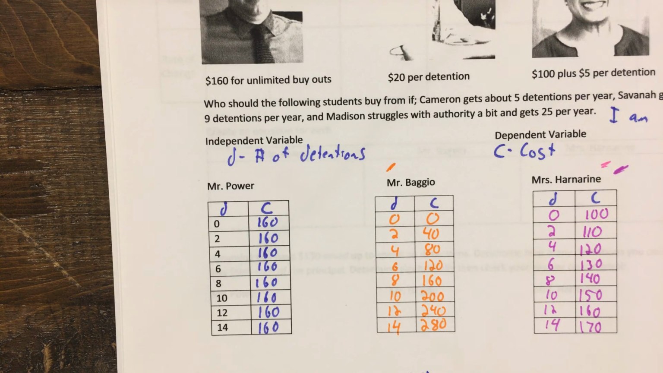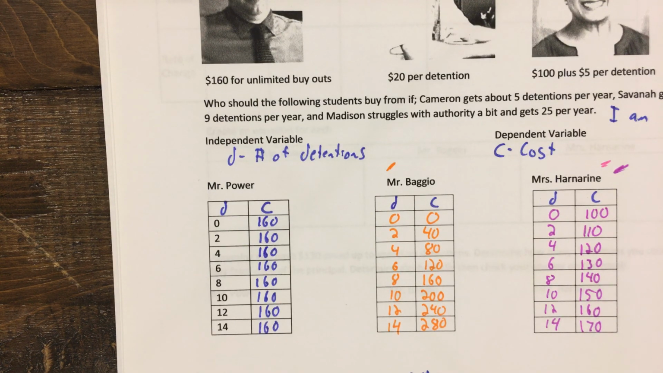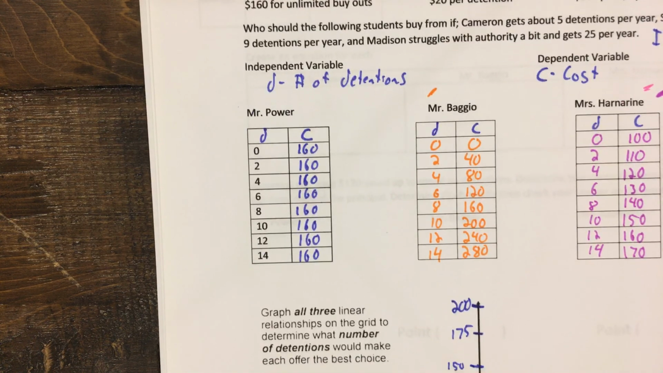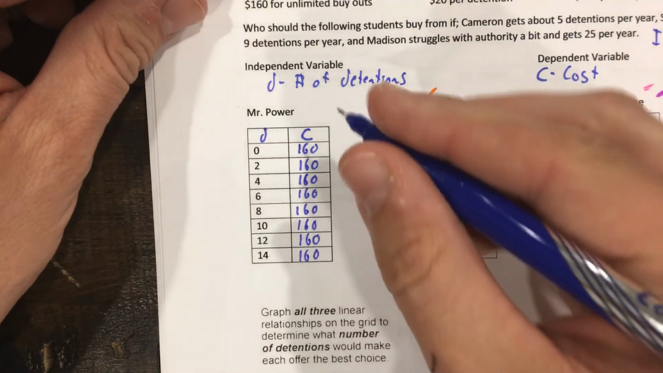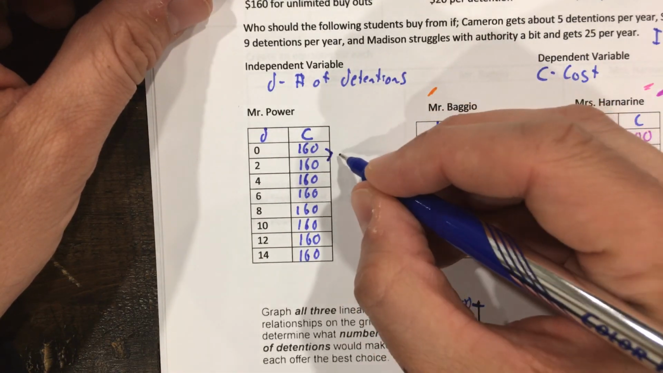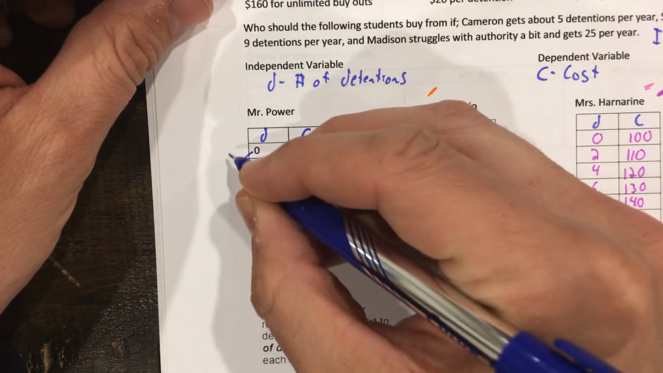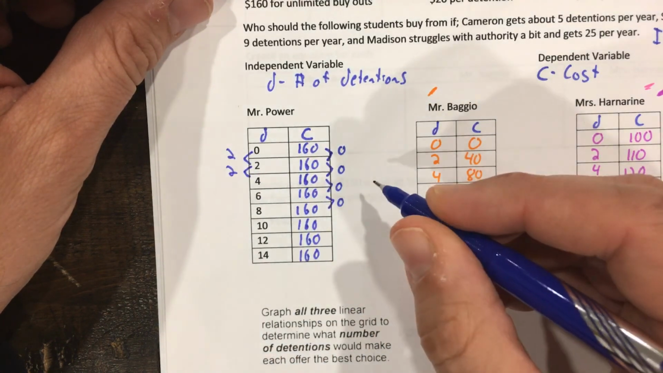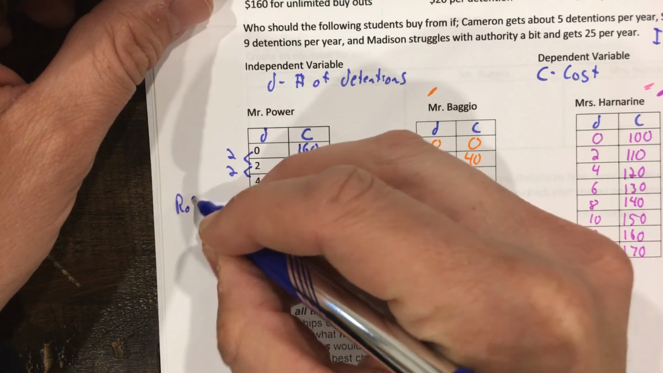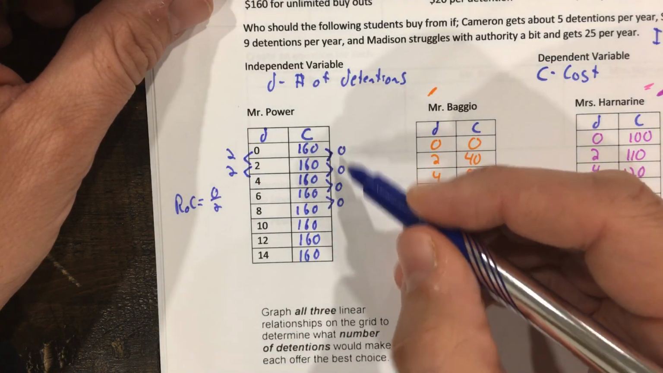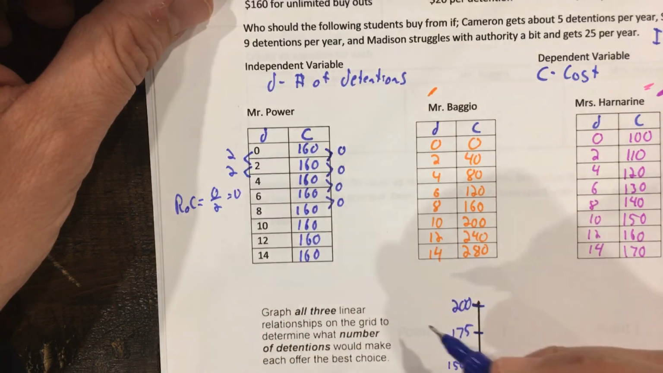So now, let's take a look at the actual graphs. Actually, no. I'm going to write the equations right now. That comes later on the next page, but I'm going to write the equations right now. First of all, for Mr. Power, we have an initial value plus the rate of change. You can see here, his goes up by 0, by 0, by 0, by 0, when it goes up by 2 detentions. So his rate of change would equal 0 over 2, rise over the run, which just equals 0.